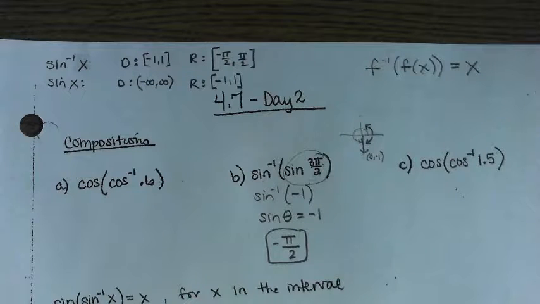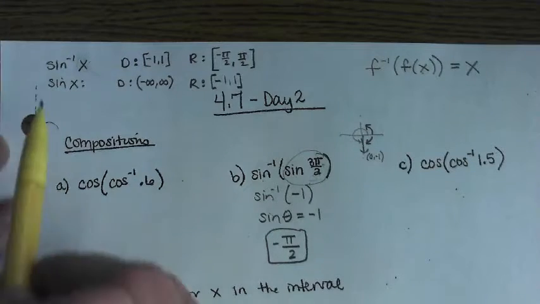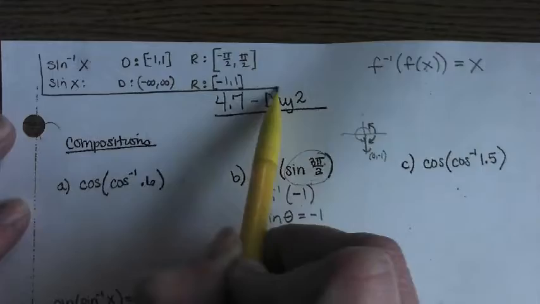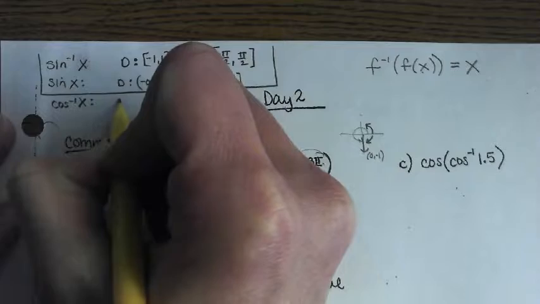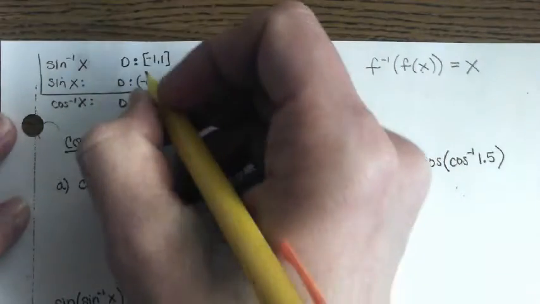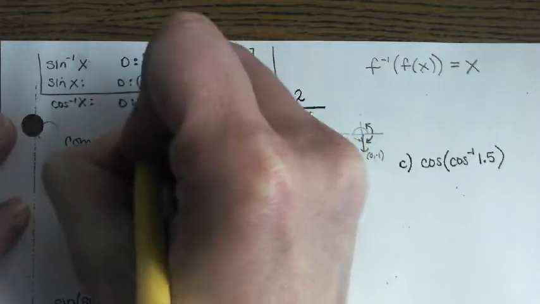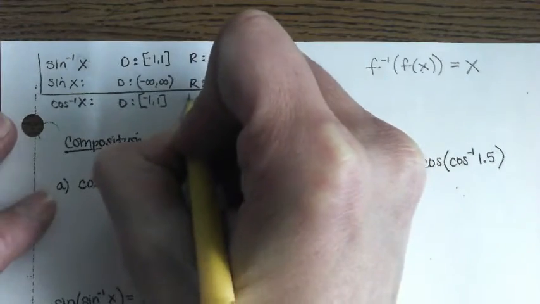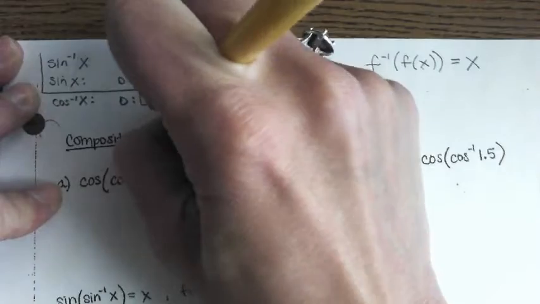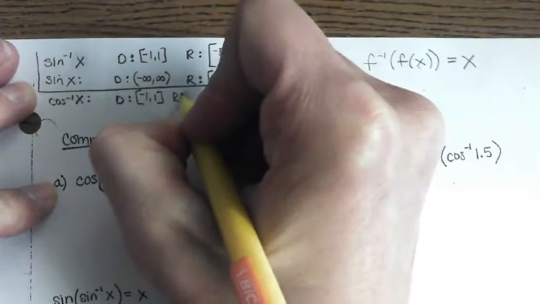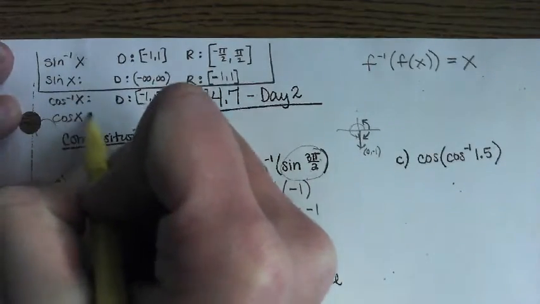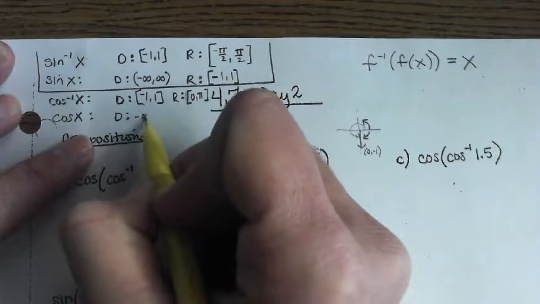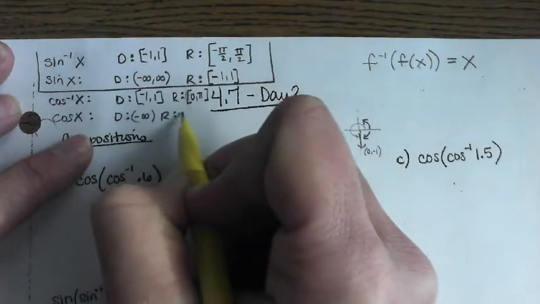You can, but there's going to be another tricky thing to think about too. So yes, if you want to do that, that's fine. If I do the cosine inverse, remember the domain is -1 to 1. And the range, what quadrants are we in? 1 and 2, so 0 to pi. And then the basic cosine curve has a domain of all real numbers again, and a range of -1 to 1.